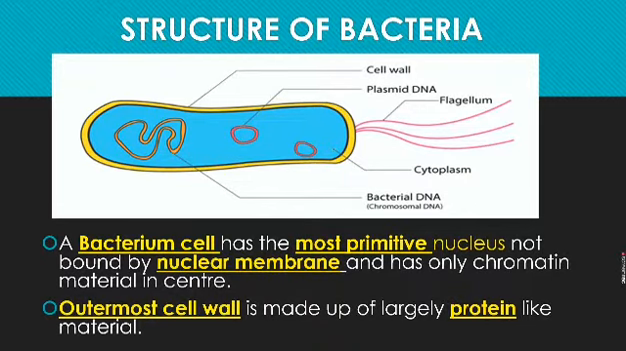In the diagram we can see the cell wall, then the plasmid DNA, then the flagellum which helps in locomotion, the cytoplasm, and finally the bacterial DNA or the chromosomal DNA. Then in the next slide we will learn about how big the bacteria are.